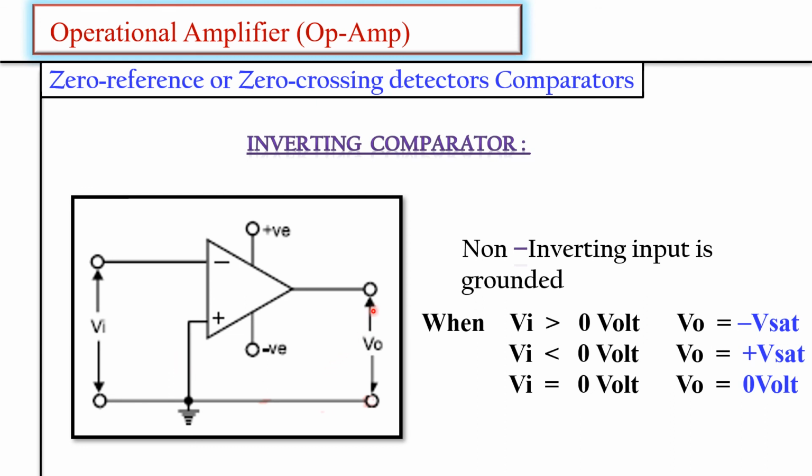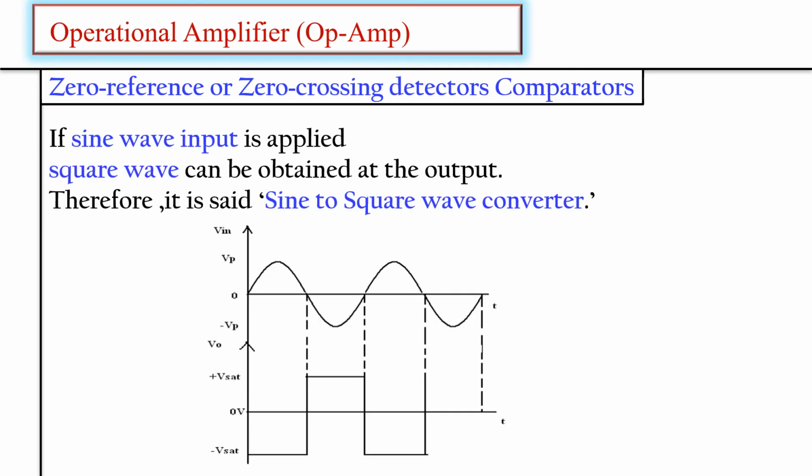So this is nothing but the inverting comparator, case 2. When the input is greater than 0, we get a negative voltage, minus Vsat, and when the input voltage is less than 0, we get a positive Vsat, right? So in this type, if a sine wave input is applied, a square wave is obtained at the output. Therefore, it is said to be a sine to square wave converter. So it is used as a sine to square wave converter.